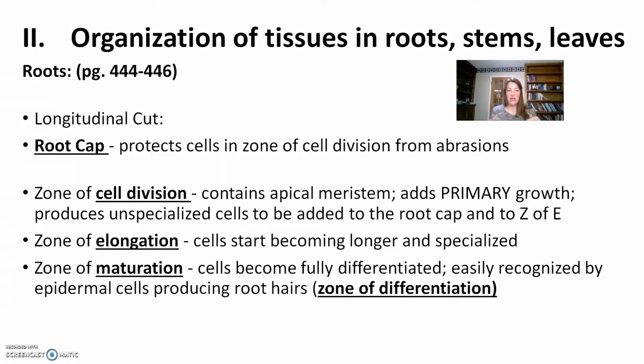The next one is the zone of elongation. This is where the cells start becoming longer and specialized. And then you have the zone of maturation.